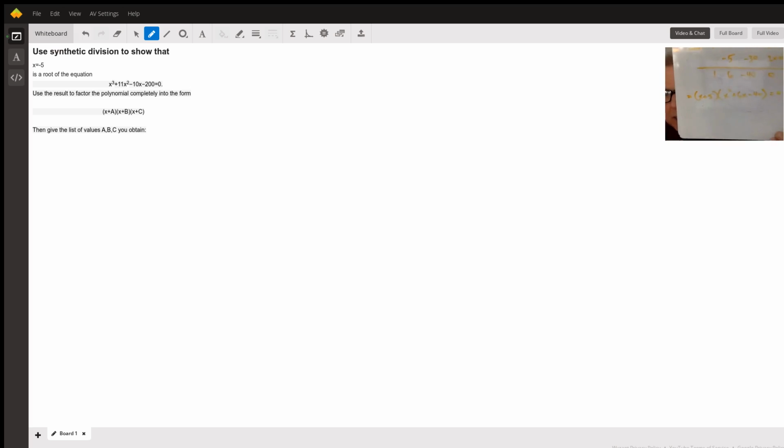Remember, we have that set equal to 0. And then we're looking for two factors of -40 that multiply to give us -40 and add to give us +6. Those two factors are going to be +10 and -4. We have x plus 5 times x plus 10 times x minus 4 equals 0.